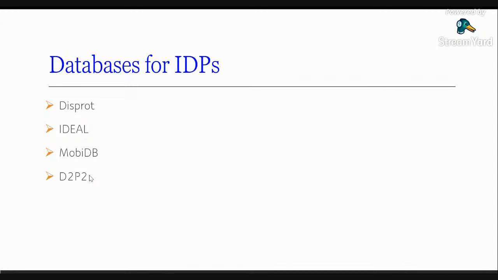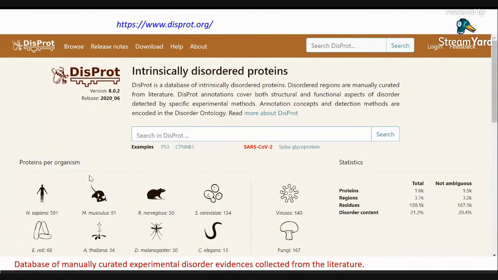I'm just showing you a screenshot because going back to all the databases one by one would be difficult and take some time because of internet connectivity. So this is the screenshot of the DisProt database. Recently they have updated it to version 8, and currently they have around 1600 IDPs. As you can see, the home page shows that entries are manually curated from the literature with annotations.